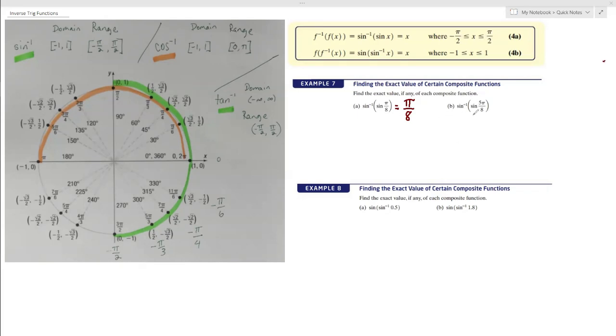Okay, this part B is a little bit different. We're asking for, on the inside, the sine of 5 pi over 8, which doesn't fall within negative pi over 2 and pi over 2. So think about 5 pi over 8. Pi over 2 would be the same thing as 4 pi over 8. If I go one more to get to 5 pi over 8, it's somewhere over here, and that's going to be an xy pair.